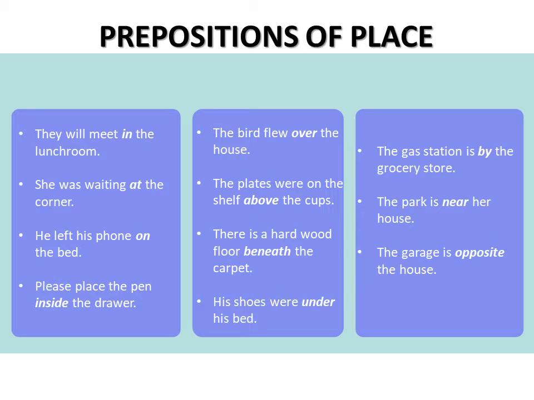Lastly, prepositions by, near, next to, between, among, and opposite are used for an object close to a point. For example, the gas station is by the grocery store. The park is near her house. The garage is opposite the house.